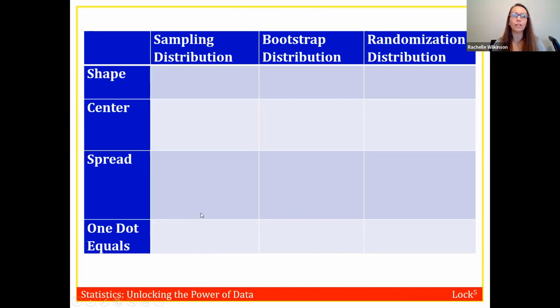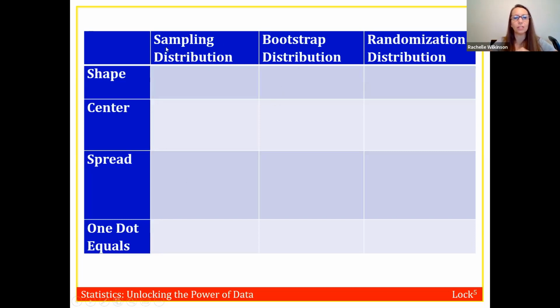Okay, so now I just want to talk about sampling distributions, bootstrap distributions, and randomization distributions. We want to look at the similarities and differences between all of these, because you've been using all of them now. When you think of all these things, you probably just think of pushing that generate 1,000 samples button like a million times. But how are they similar? How are they different? When are we going to use which one?